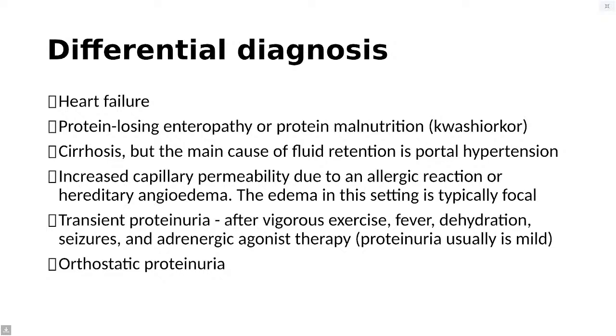The next is transient proteinuria after vigorous exercise, fever, dehydration, seizures, and adrenergic agonist therapy. And the last disorder is orthostatic proteinuria.